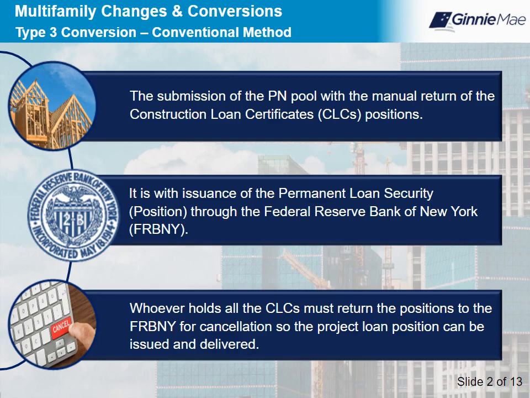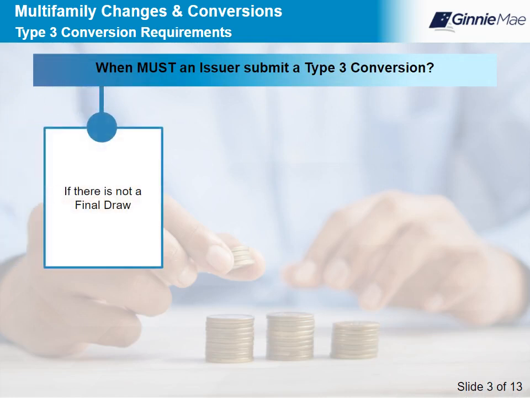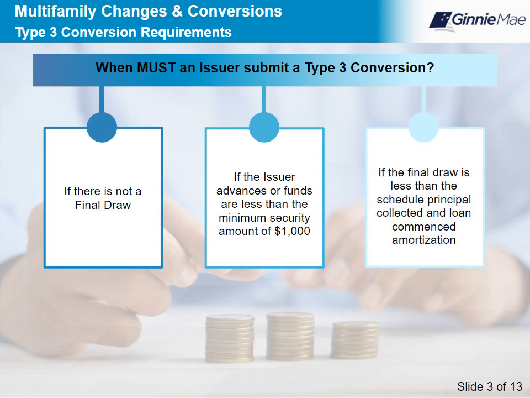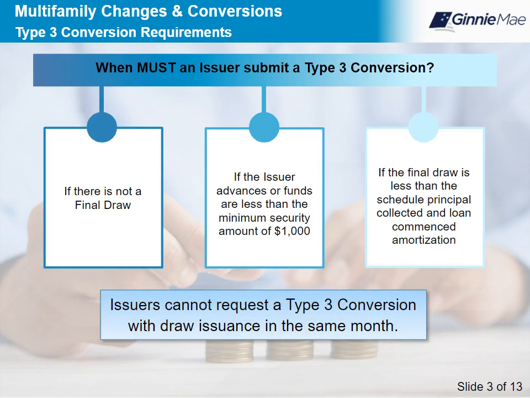Select Next to continue. An issuer must submit a Type 3 conversion when there is not a final draw. They must also submit a Type 3 conversion if the issuer advances or funds are less than the minimum security amount of $1,000. Additionally, they must submit a Type 3 conversion if the final draw is less than the schedule principal collected and loan commenced amortization. Issuers cannot request a Type 3 conversion with draw issuance in the same month. For example, if you issue the last draw in April, you are to convert in May, not April.